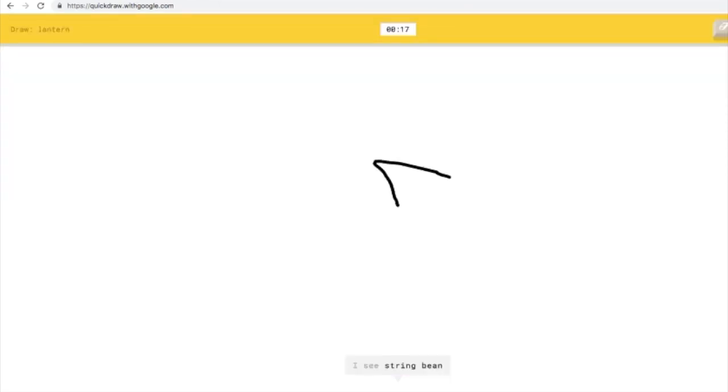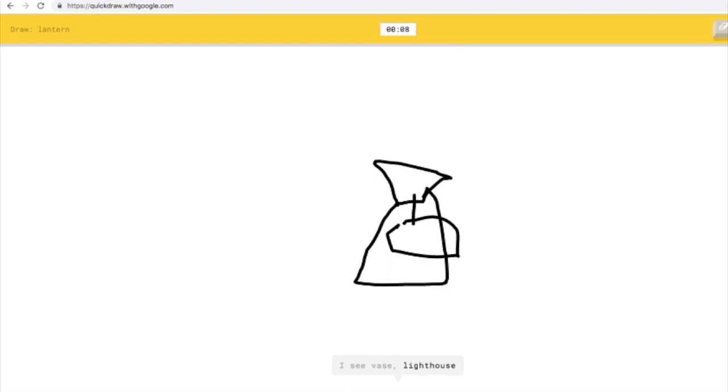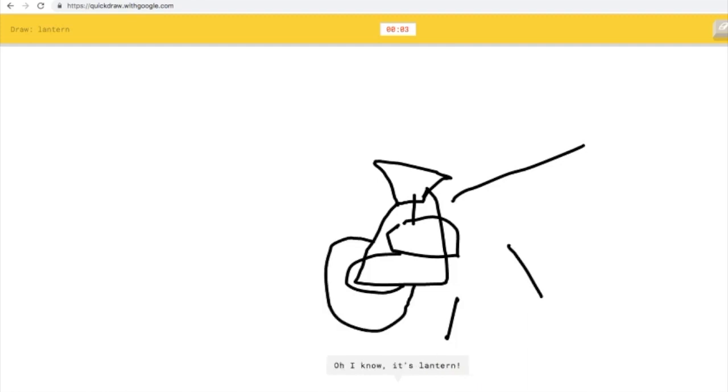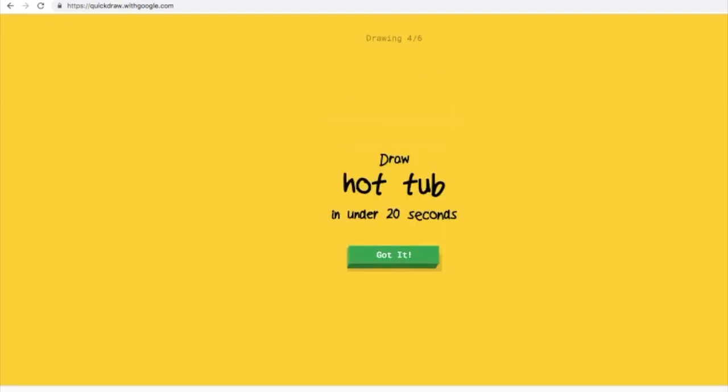I see string bean, or diving board, or seesaw. I see diamond, or hourglass, or t-shirt, or windmill. I see vase, or lighthouse, or wine bottle, or washing machine. I see cannon, or flashlight, or hammer. Oh, I know. It's lantern. I got it. The next one they want me to draw is hot tub.